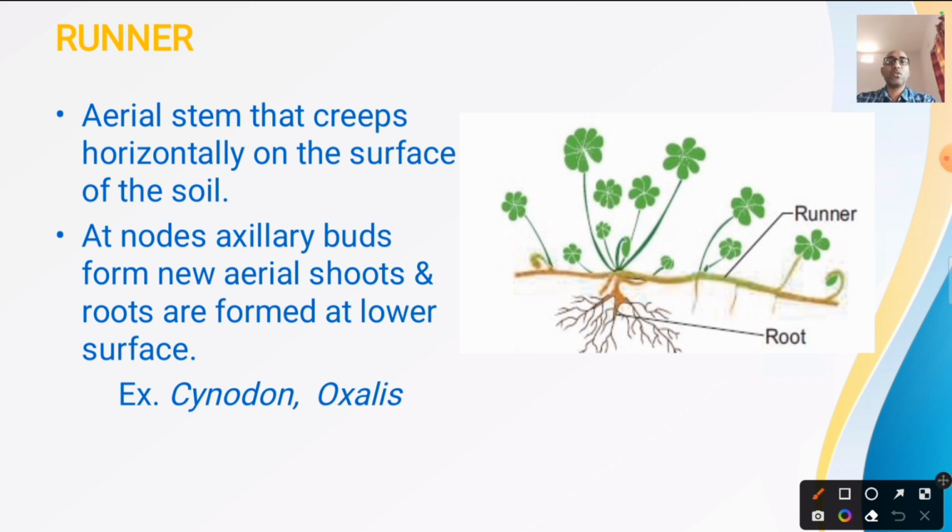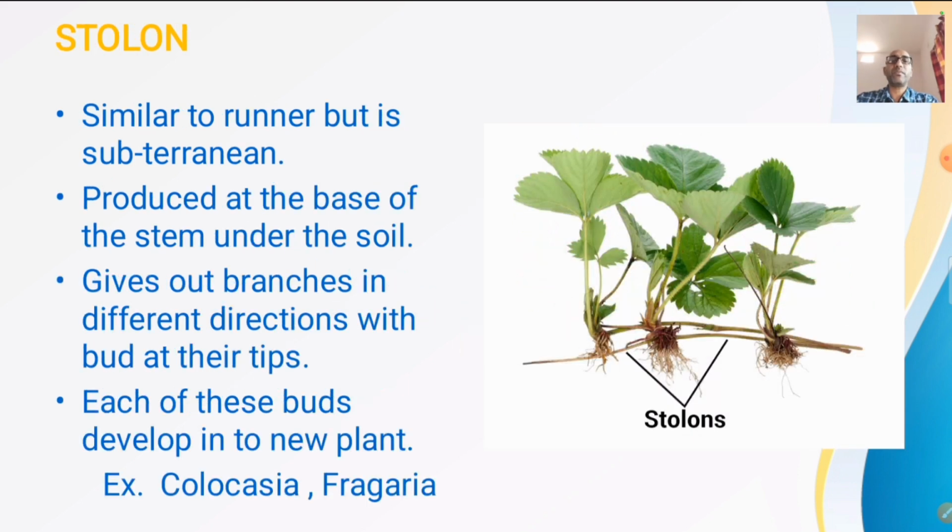So at the nodal region, the aerial shoot is arising, and at the same time the roots are also arising. Got it? So examples are Cynodon and Oxalis. All of you have seen it in a field, isn't it? Now come to the next one, stolon. Here it is similar to runner, but it is subterranean in nature. It is produced at the base of the stem under the soil.